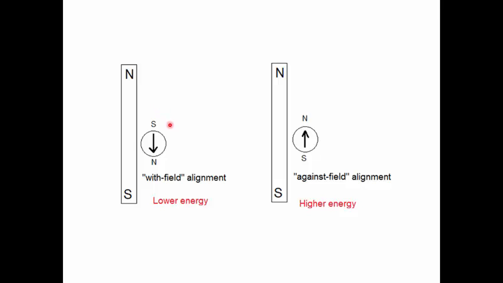Here we would say that the compass needle has the with field alignment. Now suppose we rotate the compass needle 180 degrees so that like poles are together. The North Pole of the compass needle points towards the North Pole of the bar magnet. The compass needle is going to be under a constant tension. It's going to feel a constant force that tends to push it back into its with field alignment.